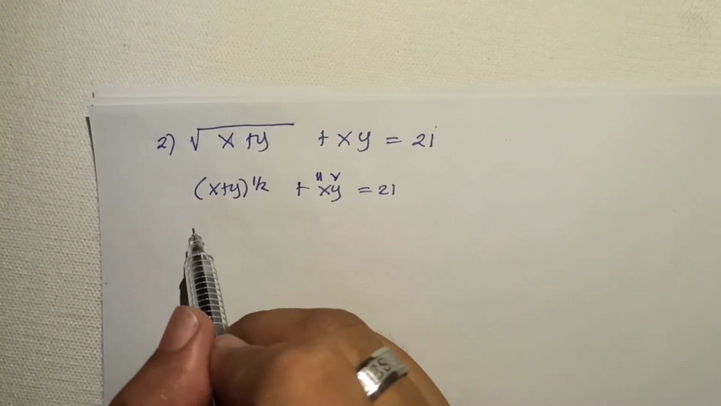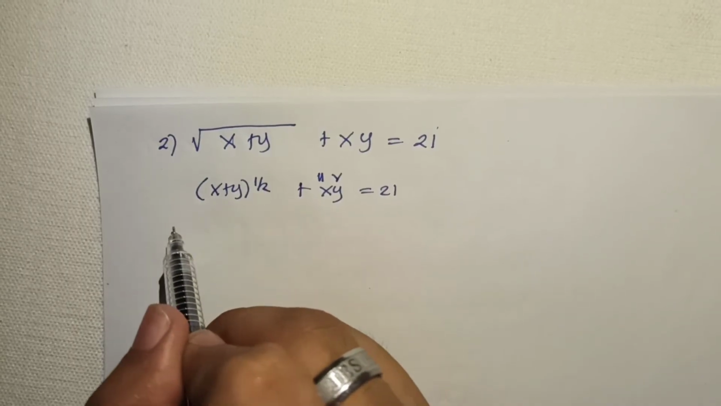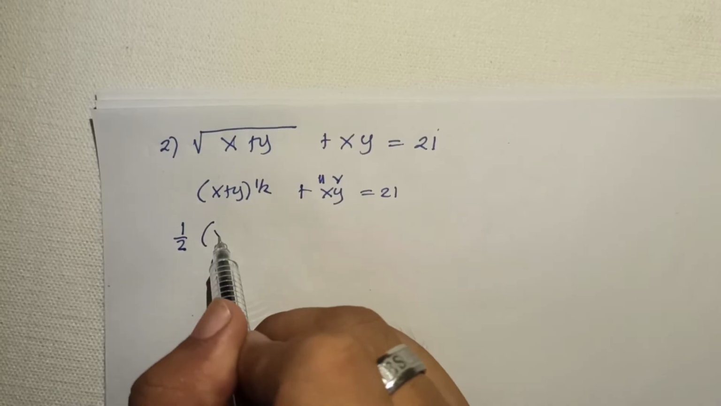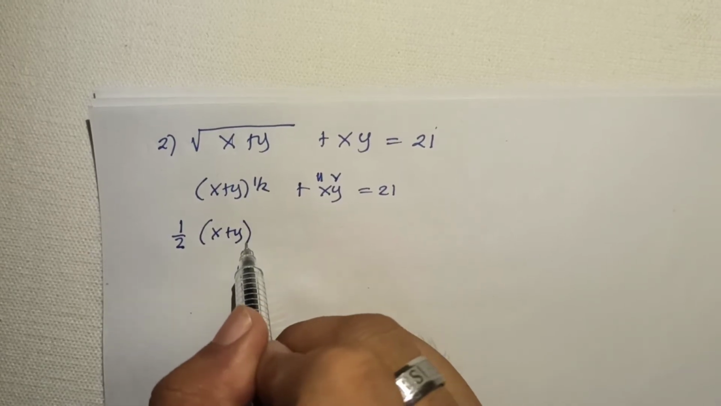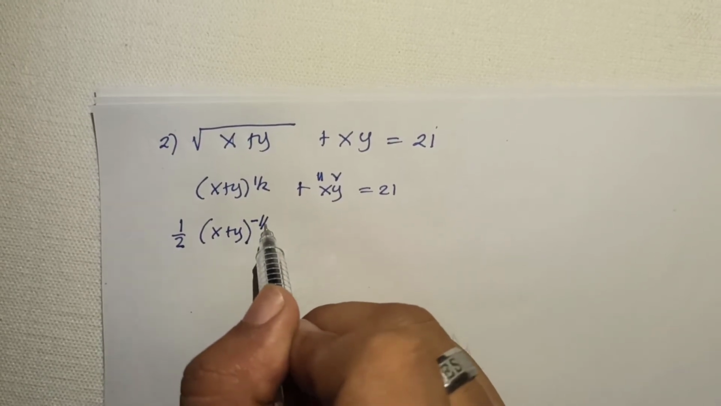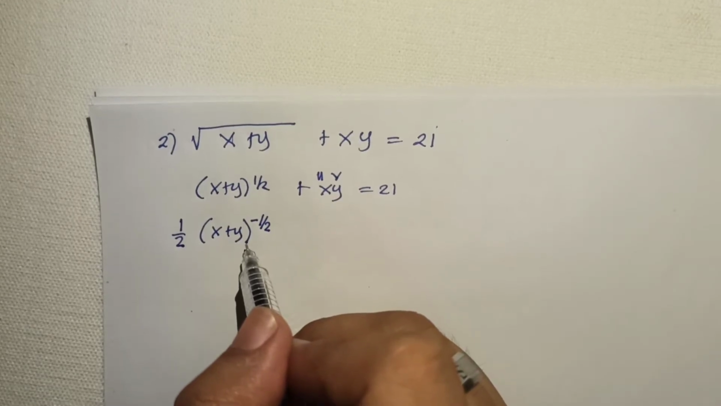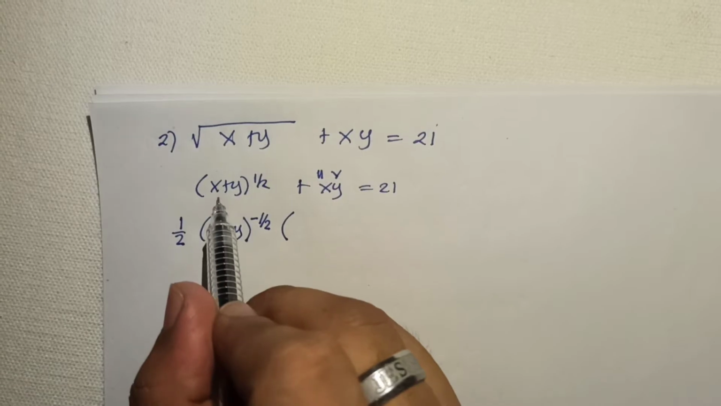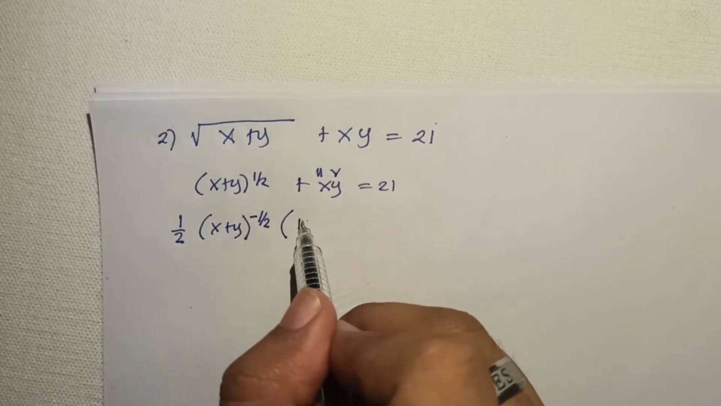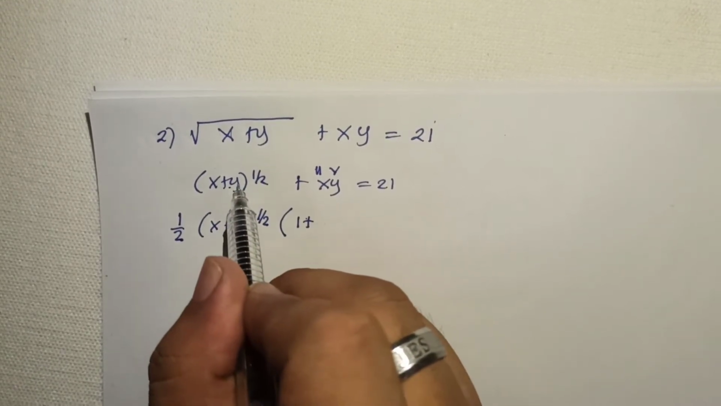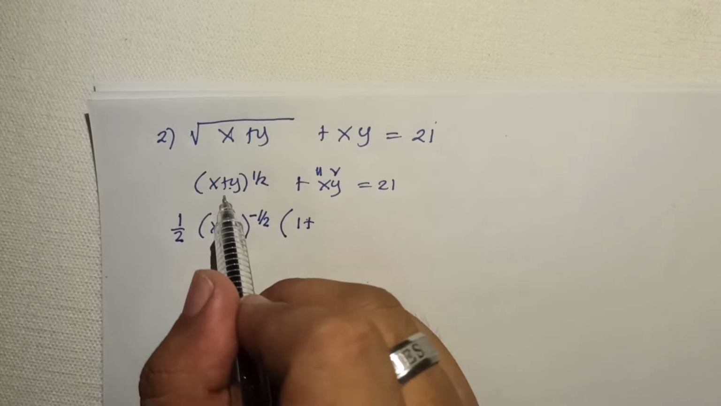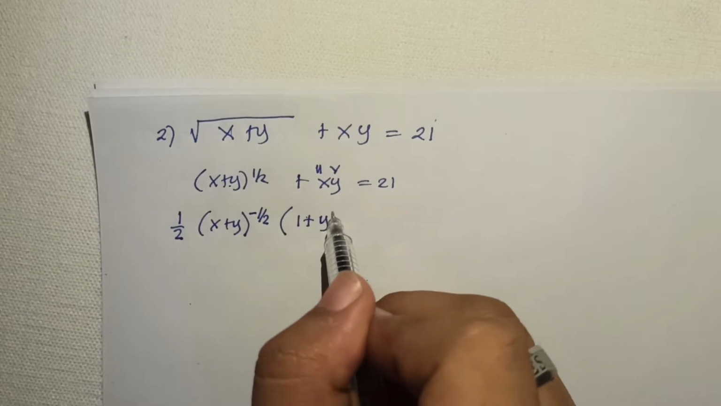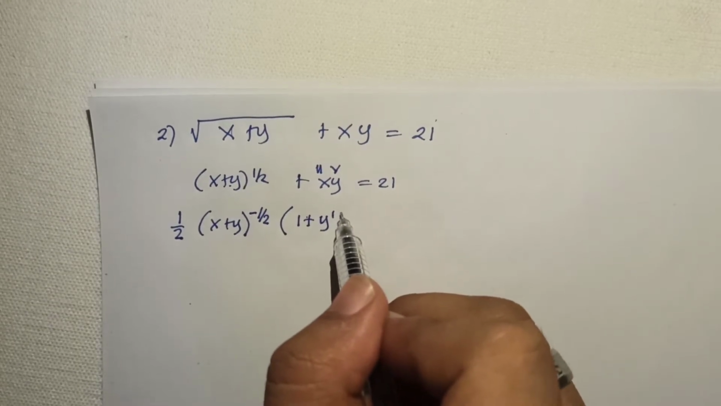Okay, so first we need to find the derivative of this one. So 1/2 times x plus y raised to negative 1/2, because 1/2 minus 1 is negative 1/2, times the derivative of the inside, which is 1 plus y. Since this is implicit differentiation with respect to x, this becomes y prime, because we're looking for y prime here.